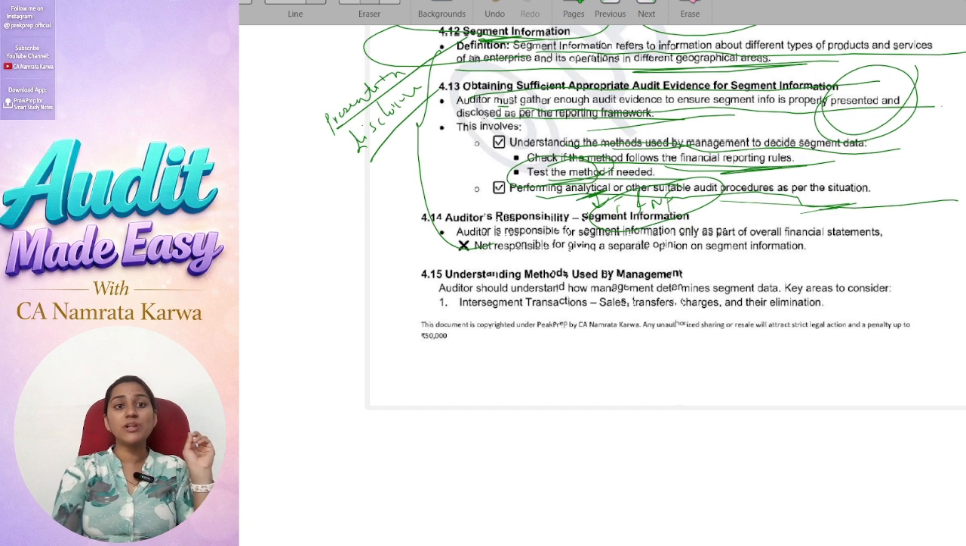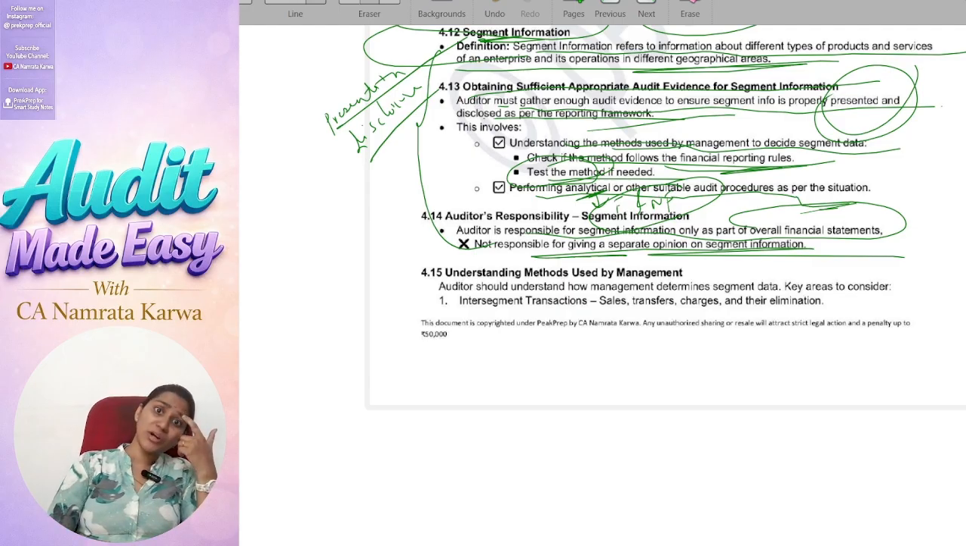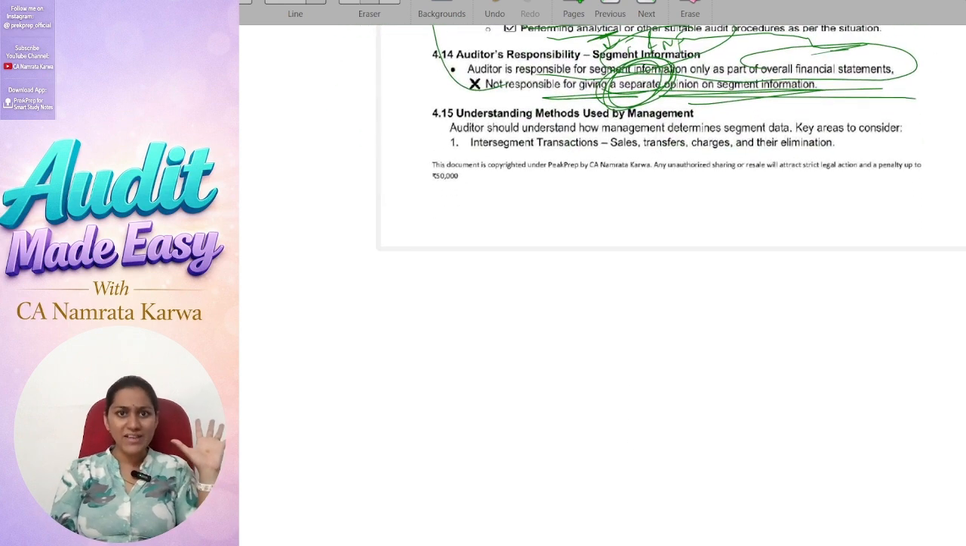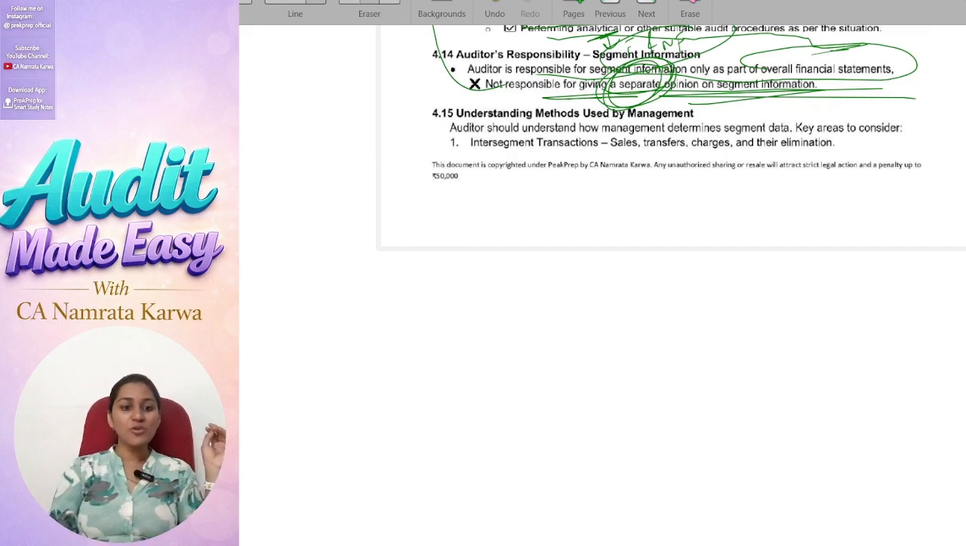Then auditor responsibility. As I said, the auditor is responsible for segment information only as part of the overall financial statements, not responsible for giving a separate opinion on segment information. Absolutely, that headache is of the management. They are going to present and disclose, and we are checking only whatever is presented and disclosed to us. It's not our responsibility to give a separate opinion on segment information. Understood this? We are CAs, we don't take extra headaches, right? We work only for the time we are investing, so accordingly.